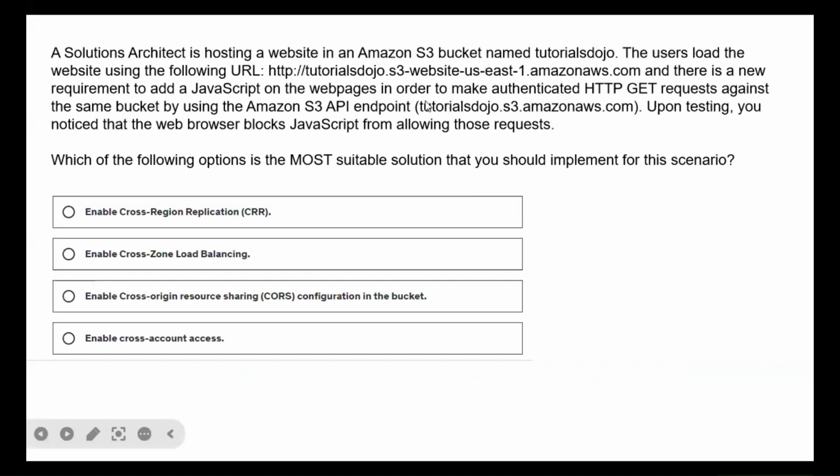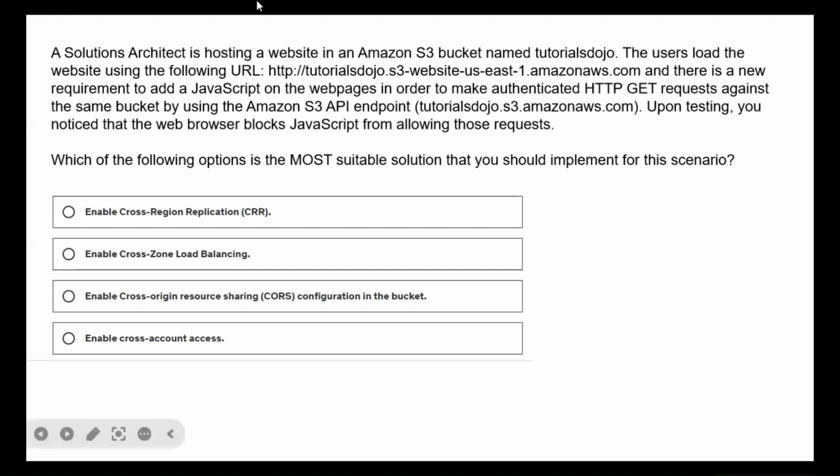A solutions architect is hosting a website in the S3 bucket named Tutorials Dojo. The users load the website using the following URL, and there is a new requirement to add JavaScript on the web pages to make authenticated HTTP GET requests against the same bucket by using the Amazon S3 API endpoint. Okay, so upon testing, you notice that the web browser blocks the JavaScript from allowing those requests. So which of the following options is the most suitable solution that you should implement in this scenario?